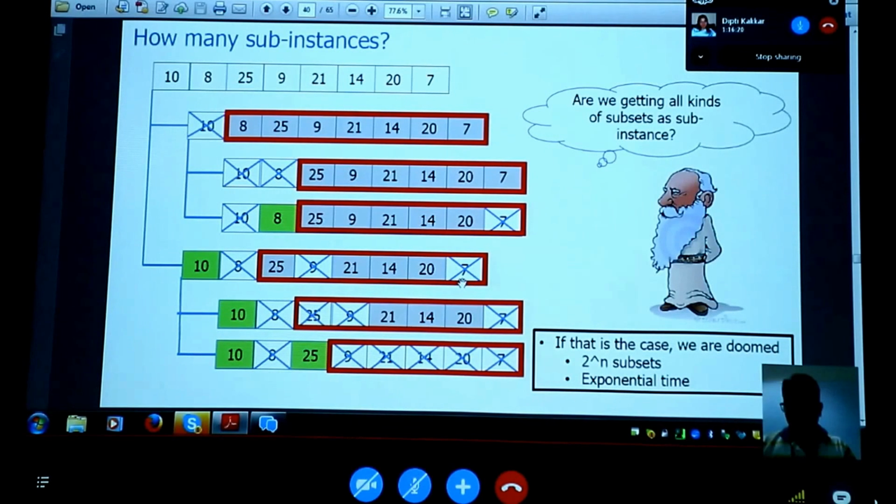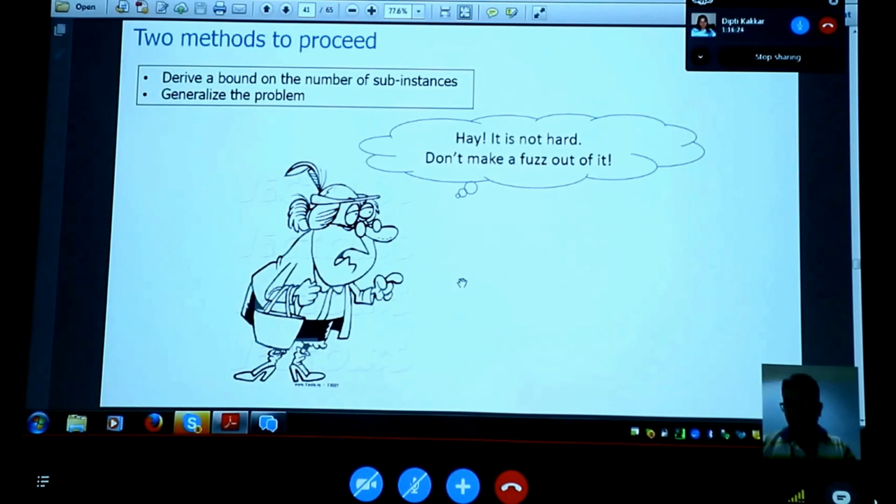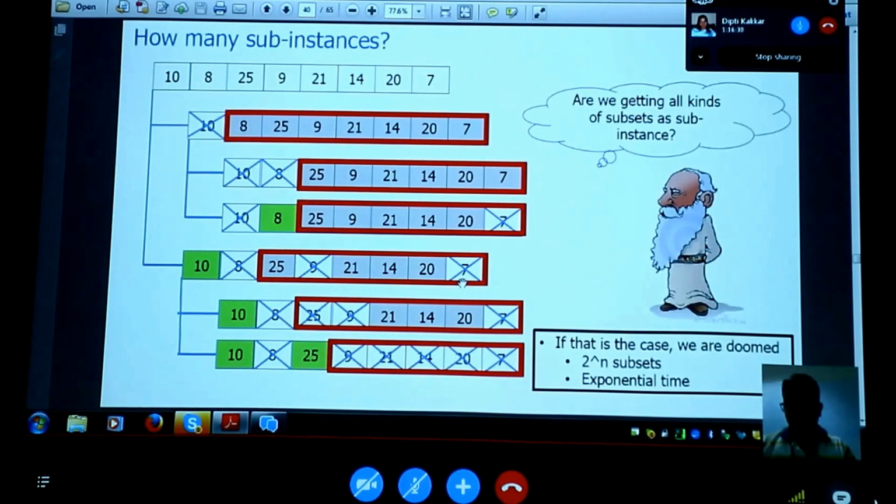Okay, so let's address this issue in 2 ways. The first way is we are going to derive a bound on the number of subinstances. We are going to say that even though this problem looks like it may give rise to all kinds of subsets, it will not give rise to too many of those subsets. We'll argue that not too many subinstances can come out of it. That's one way.